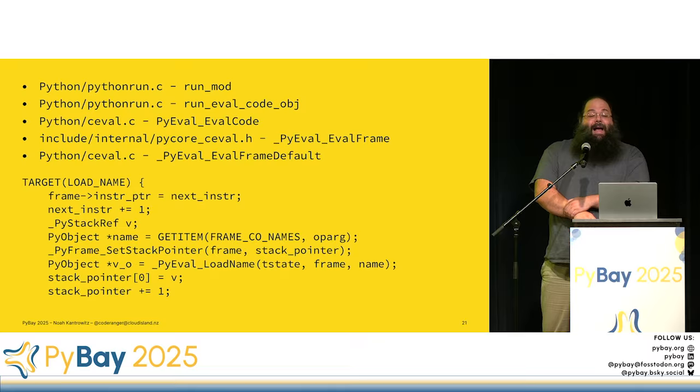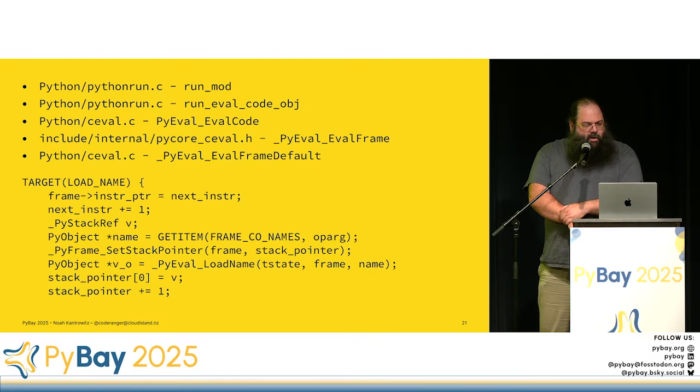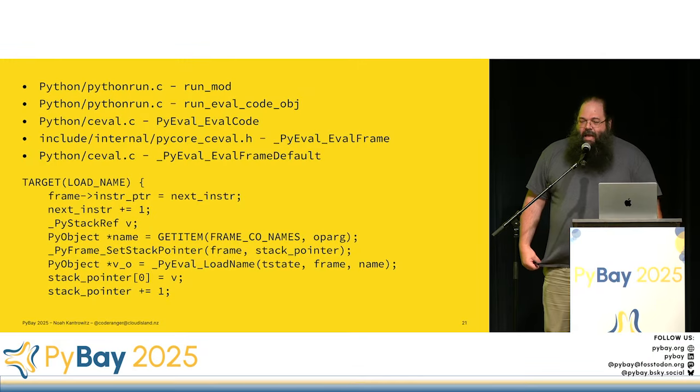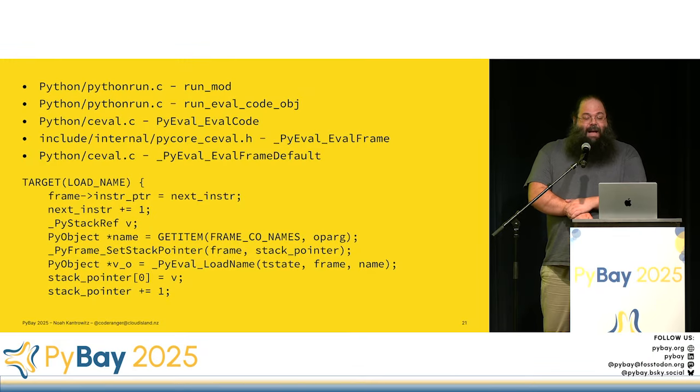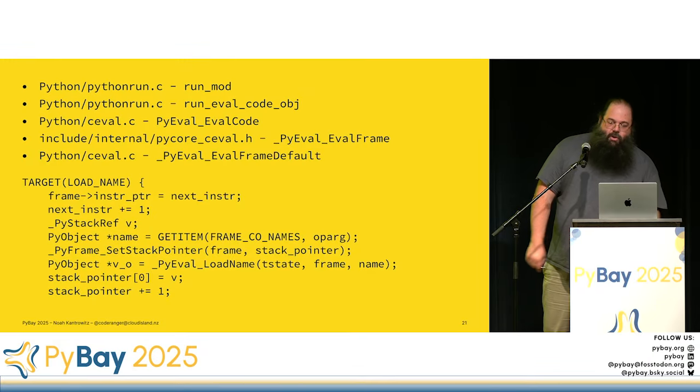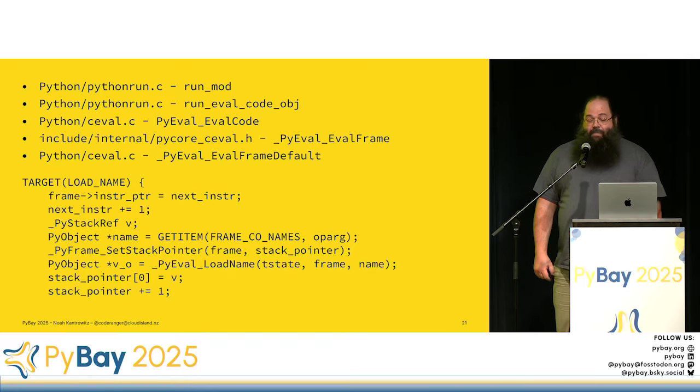Okay. Let's go back to runMod. So this time we've got a fully compiled code object. We are looking for the part of Python which actually runs our bytecode. This leads us to the very wordy named PyEval, eval frame default, which is possibly the most complex C function in all of Python.